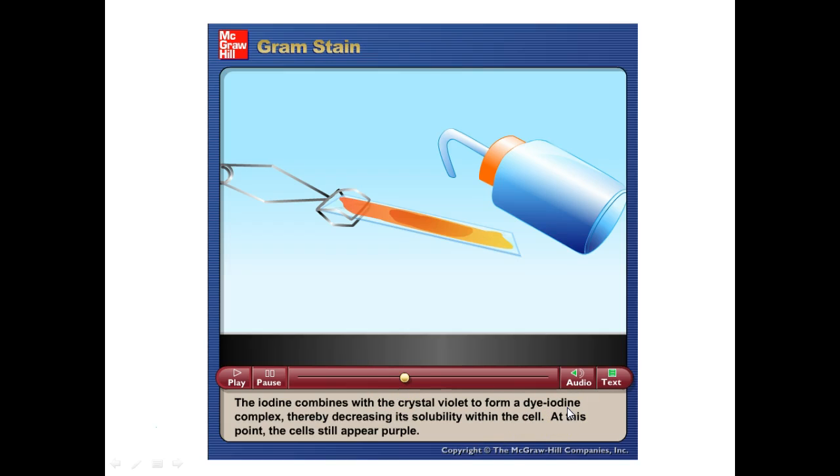What step would it be? Gram stain. They say gram stain. It's actually iodine.